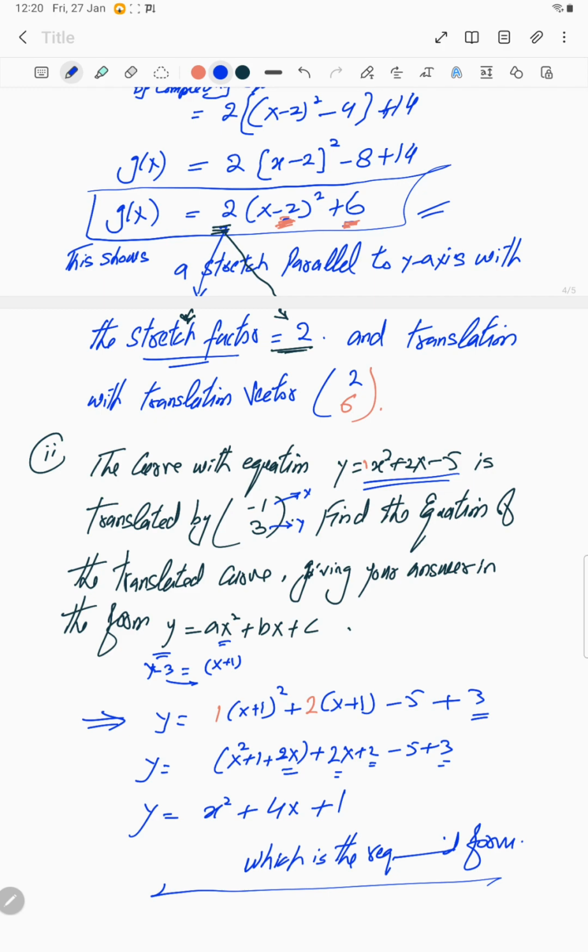So this was the answer. You just need to translate: because it is minus 1 along the x-axis, you replace x with x plus 1, and 3 along the y-axis means subtracting 3 from y, and when you bring it to the right side of the equation it becomes plus 3. So this was the concept we used.